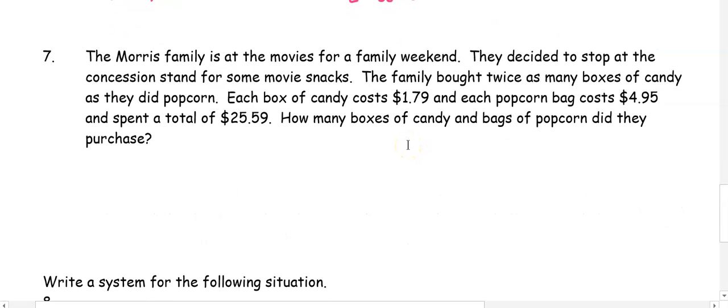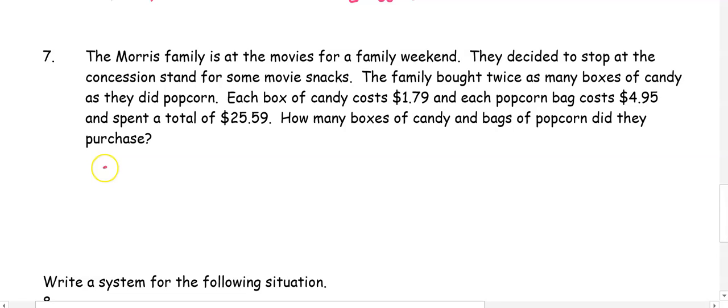Number 7, the Morris family is at the movies for a family weekend. They decide to stop at the concession stand for some movie snacks. The family bought twice as many boxes of candy as they did popcorn. Each box of candy cost $1.79, and each bag of popcorn cost $4.95. They spent a total of $25.59. How many boxes of candy and bags of popcorn did they purchase?